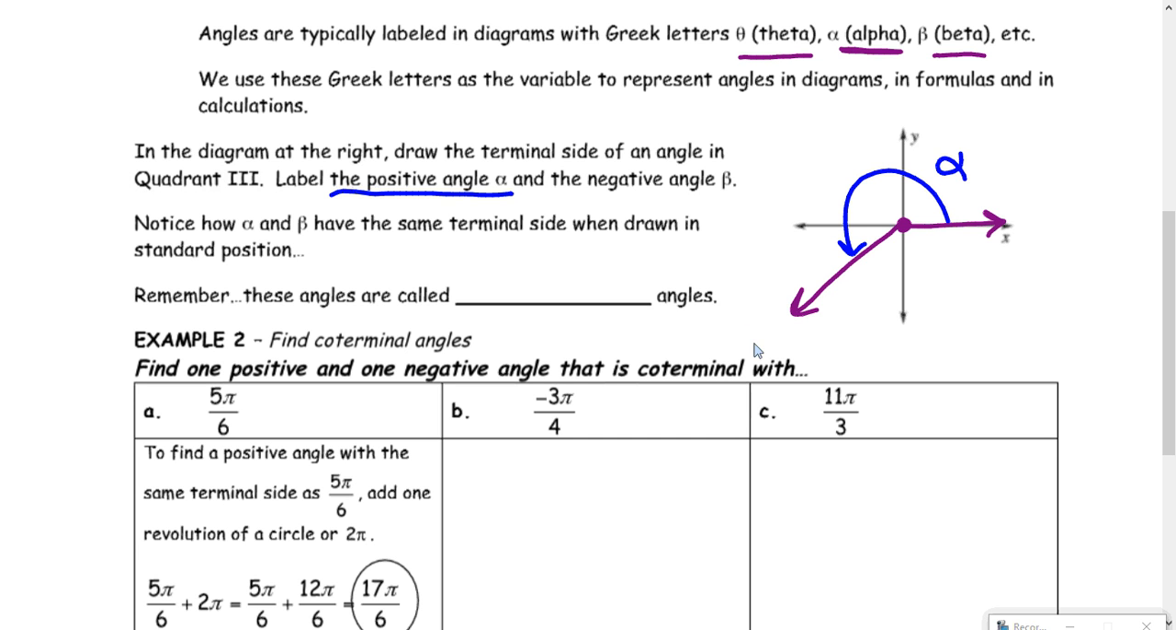Then we have to label the negative angle beta. So that would be spinning clockwise, and that one's beta. And since both of these guys start and end in the same place, we call them coterminal angles.